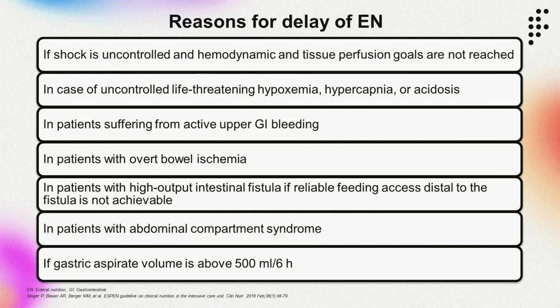So, reasons for delay of enteral nutrition in ICUs are: if shock is uncontrolled and hemodynamic and tissue perfusion goals are not achieved; in case of uncontrolled life-threatening hypoxemia, hypercapnia or acidosis; in patients suffering from active upper GI bleeding; in patients with overt bowel ischemia; in patients with high output intestinal fistula if reliable feeding access distal to the fistula is not achievable; in patients with abdominal compartment syndrome; and if gastric aspirate volume is above 500 ml for 6 hours.